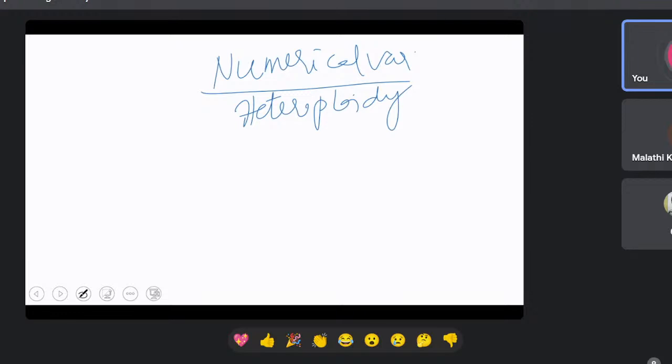It is also called as heteroploidy. Exam direct గా దీని గురించి అడగచ్చు. Change in the number of chromosomes is called as dash heteroploidy.